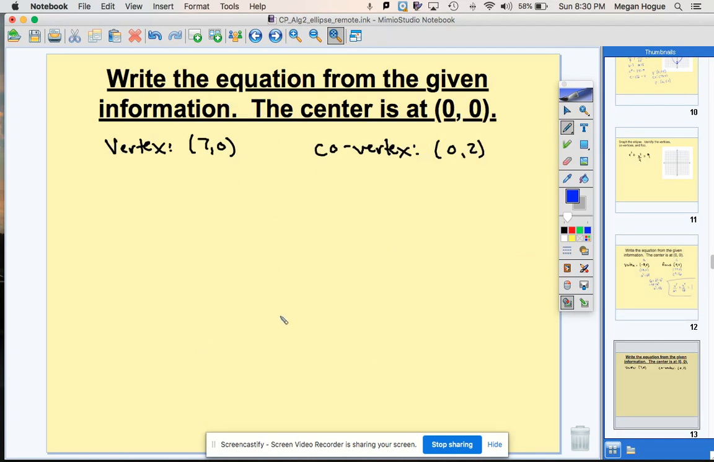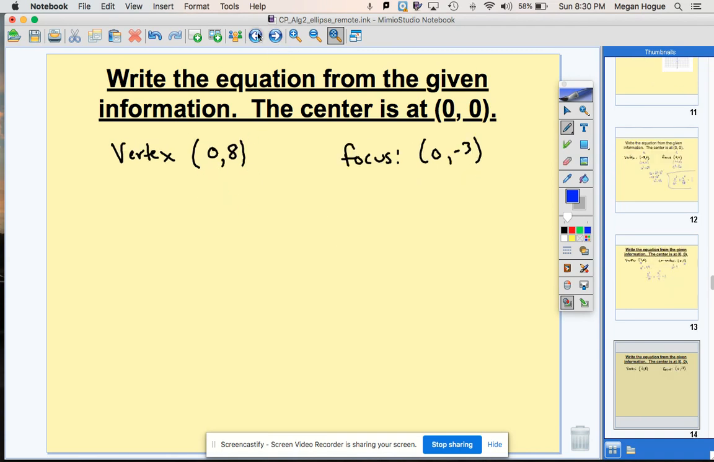Let's try another one, a vertex and a covertex. So the vertex is A, covertex is B. So A squared is 49, B squared is 4. I don't even need to find C squared because I'm not going to use it. I'm going to do x squared over my A because the A is in the x position, so over 49, plus y squared over 4 equals 1. Always plus, always 1. There is an equation that uses negative, but it forms a different type of graph, which we won't be able to get to, unfortunately.